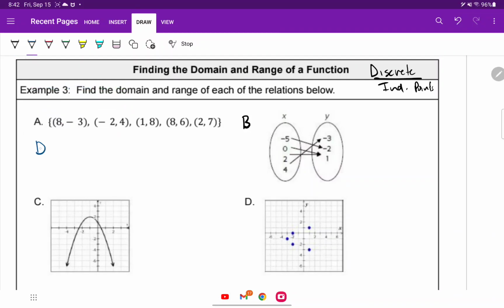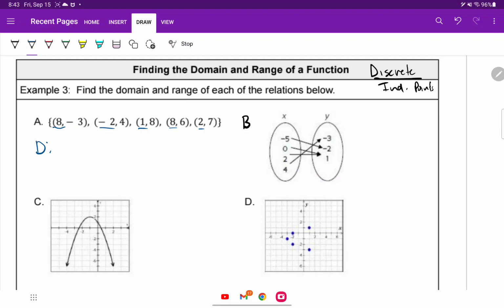Okay, so for my domain are my x values, and since it's a list of numbers, we're going to keep it as a list, and we're going to put them in numerical order. This is where order actually matters, because for domain, you read from left to right. So my first value, I'm going to underline all my values, 8, -2, 1, 8, and 2.